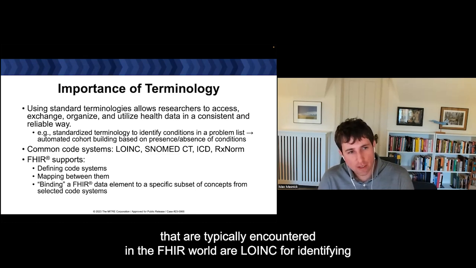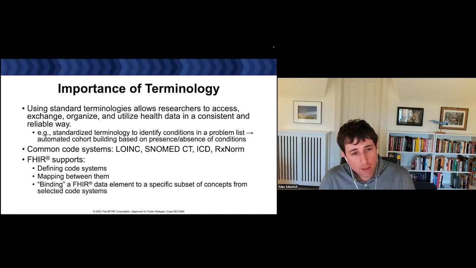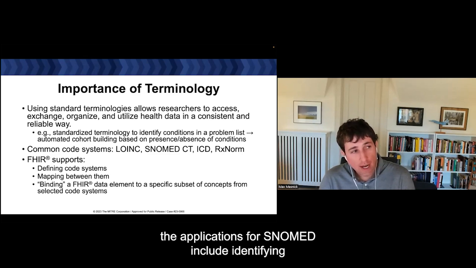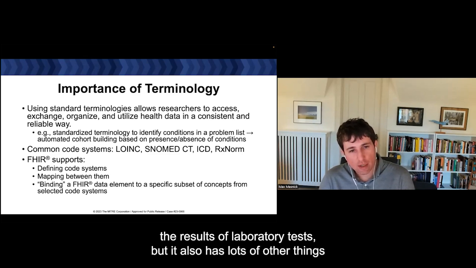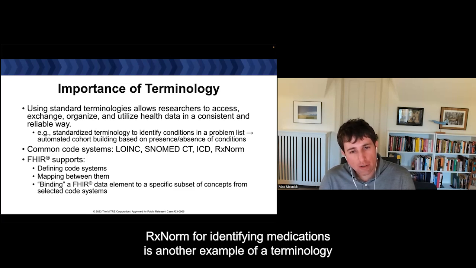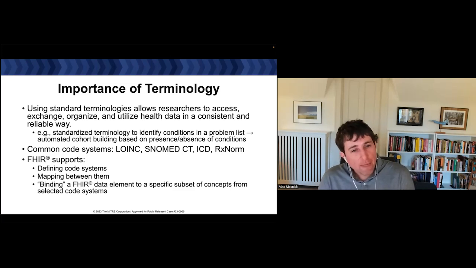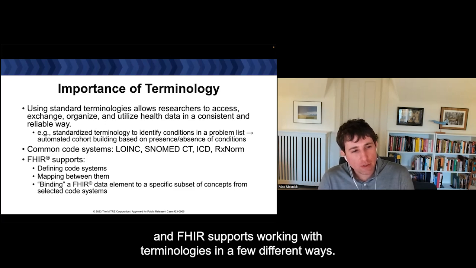Some of the common kinds of terminology or code systems that are typically encountered in the FHIR world are LOINC for identifying laboratory tests, SNOMED CT, which is a really broad health terminology system. Some of the applications for SNOMED include identifying the results of laboratory tests, but it also has lots of other things in it, like diseases and diagnoses. ICD-10 is another example. RxNorm for identifying medications is another example of a terminology that appears in the FHIR world.